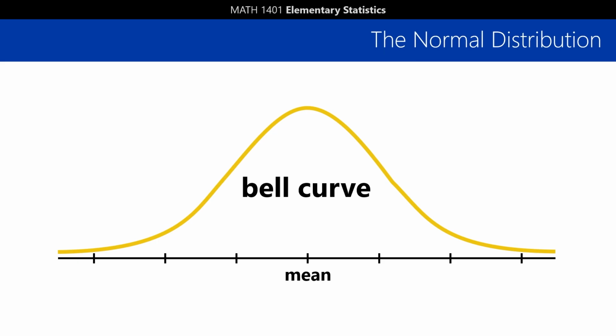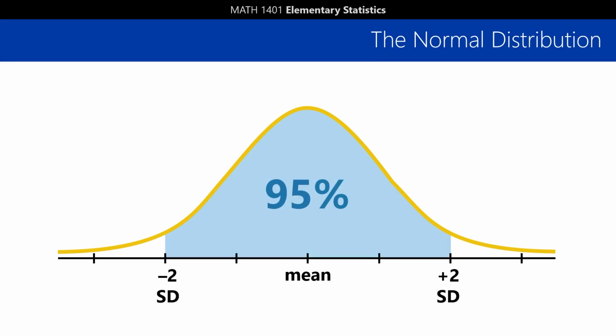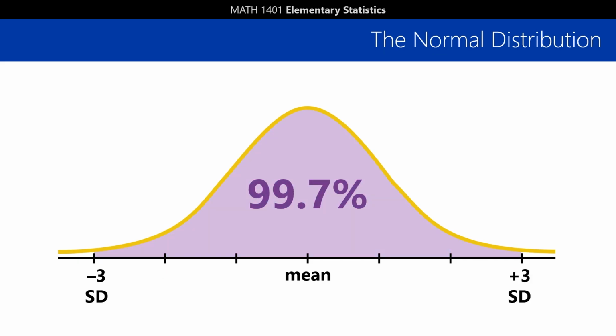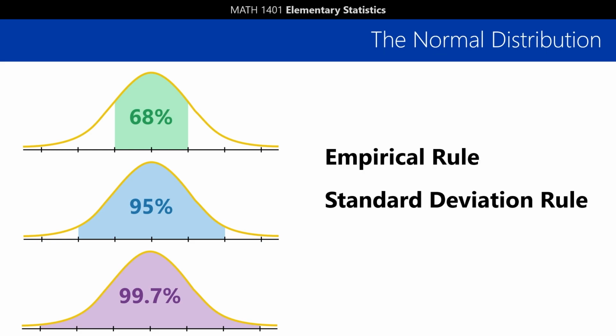But here's what's really interesting. For any normal distribution, it turns out that about 68% of the data will fall within one standard deviation on either side of the mean. About 95% will fall within two standard deviations on either side, and about 99.7% will fall within three standard deviations on either side. This rule of thumb is usually called the empirical rule, the standard deviation rule, or my personal favorite, the 68, 95, 99.7 rule, because those are the numbers that always show up.